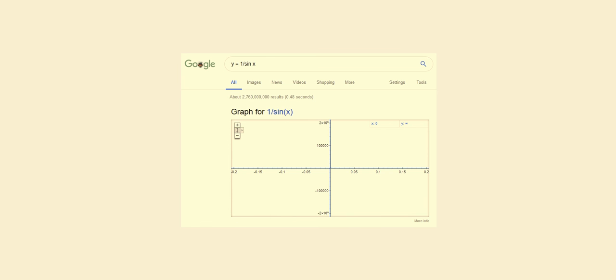And for 1 over tan x, the reciprocal of the tangent, you get a curve which is not the same as 1 over the sine, because the tangent curve isn't the same as 1 over the sine. But when you zoom way in on the angle axis and way out on the 1 over the tangent numerical axis, you get the same shape.